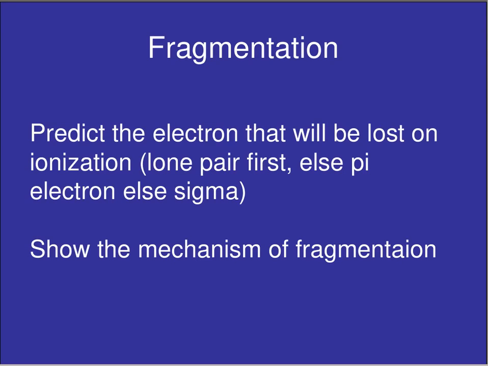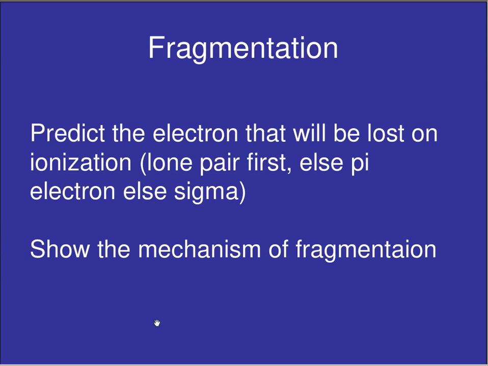Right. Now, what's interesting about mass spectra is the fragmentation patterns that we see, because these are often indicative of the structure of a molecule of which we're observing the mass spectrum. I've said in the previous lecture that we can predict that the electron lost upon ionization is likely to be a lone pair. If there are no lone pairs, then it will be a pi electron. If there are no lone pairs or pi electrons, then a sigma electron is lost.